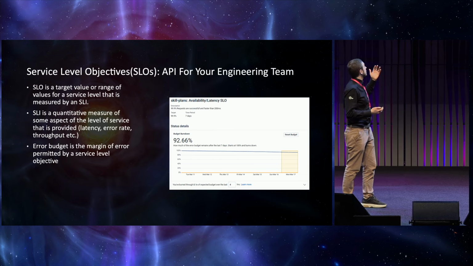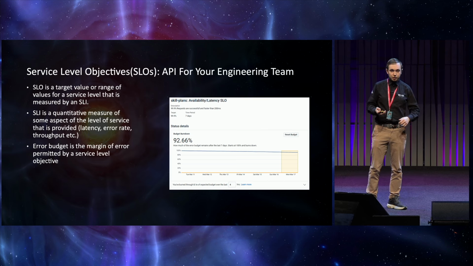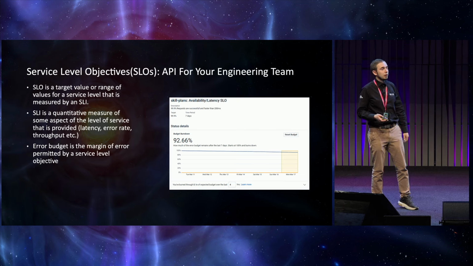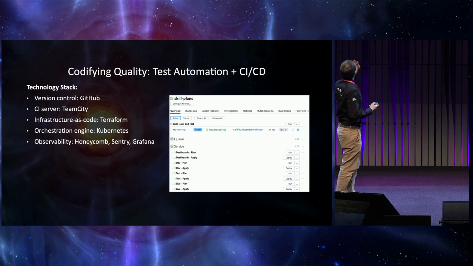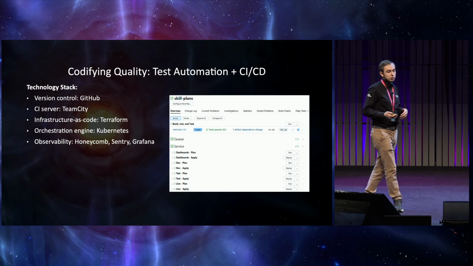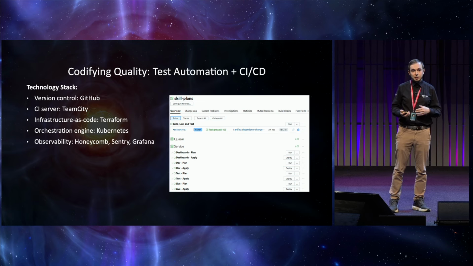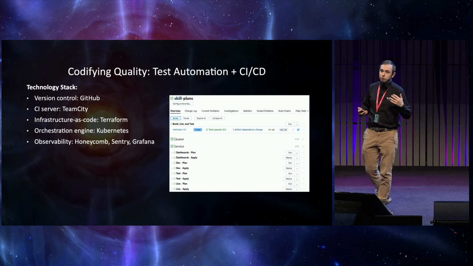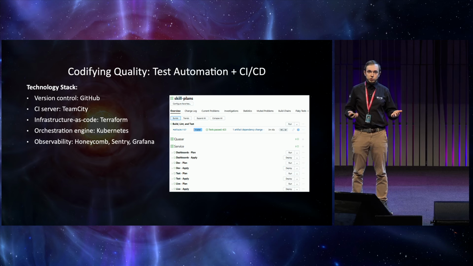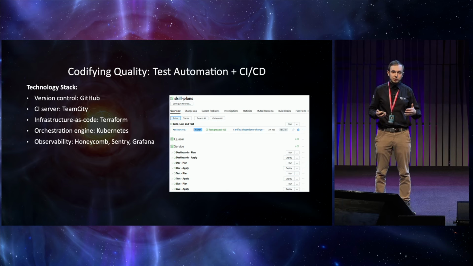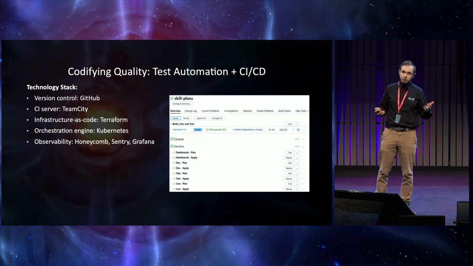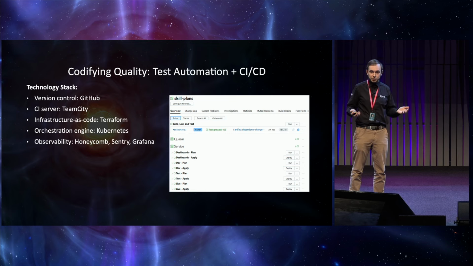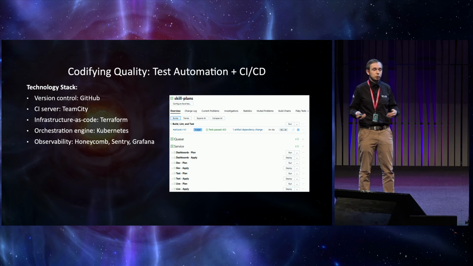And of course, tracking all this information requires us to heavily rely on automation, as we don't gather all these metrics manually. Which brings us to our next topic, codifying quality, test automation plus CI/CD. CI/CD stands for continuous integration, continuous delivery, which is a process of integrating our code changes into a shared repository and continuously delivering it to our test and live environments. Here you can see a CI/CD pipeline for the skill plan service, which is responsible, obviously, for skill plans.